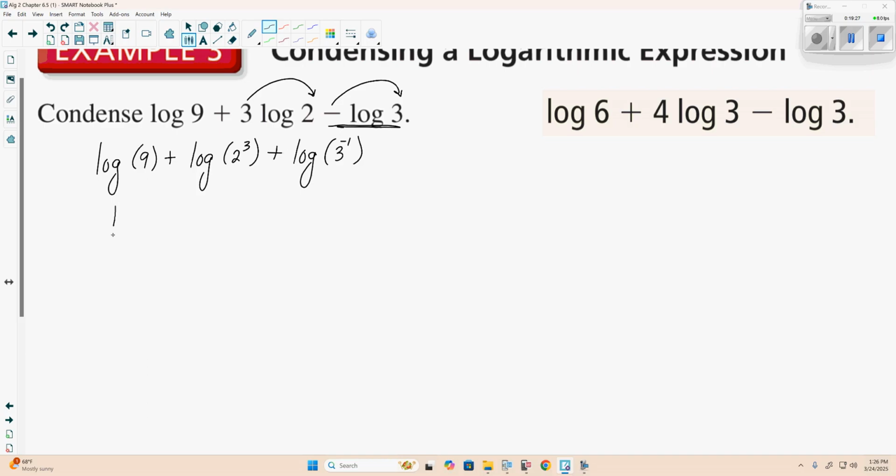If we have 2 or more logs with the same base being added together, we can rewrite it as a single log with each of their terms being multiplied. Because we're just going in reverse. We're saying that log base b of m plus log base b of n is equal to log base b of m times n. It's what we did for expanding, but we're just going in reverse. Questions on this here?